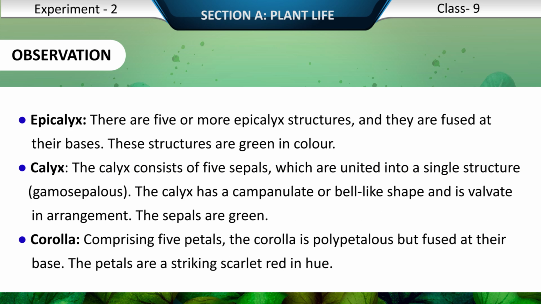Epicalyx. There are 5 or more epicalyx structures, and they are fused at their bases. These structures are green in color. Calyx. The calyx consists of 5 sepals, which are united into a single structure, gamosepalous. The calyx has a campanulate or bell-like shape and is valvate in arrangement. The sepals are green. Corolla. Comprising 5 petals, the corolla is polypetalous but fused at their base. The petals are a striking scarlet red in hue.